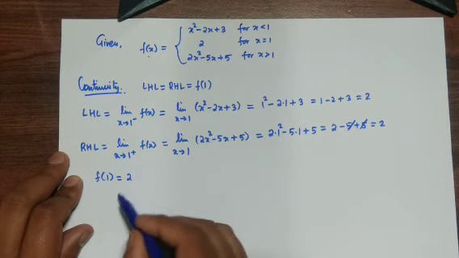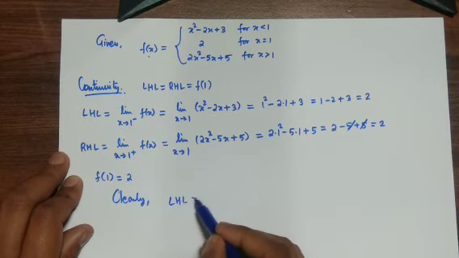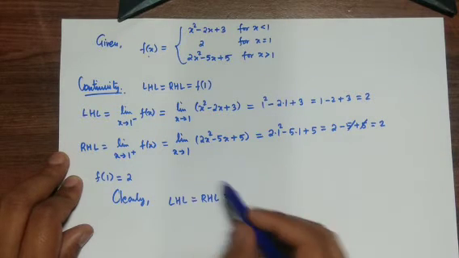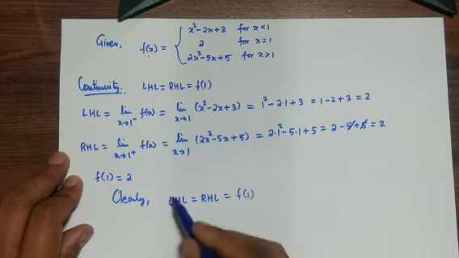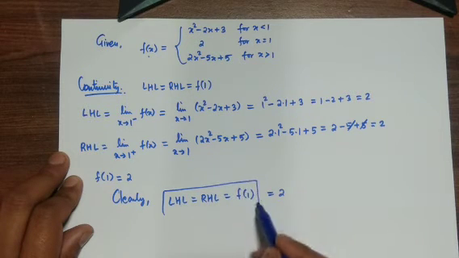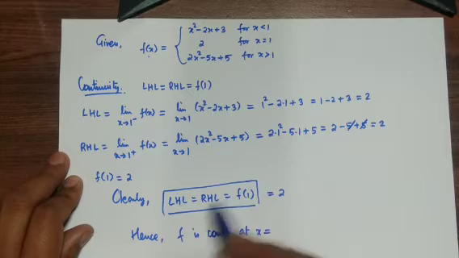So clearly we see that the left hand limit is equal to the right hand limit, and this in turn is equal to the functional value, and all these are equal to 2. So since we are successful in showing this, hence f is continuous at x equals 1. So pause the video to note down.